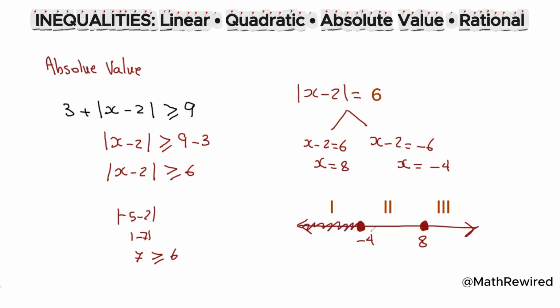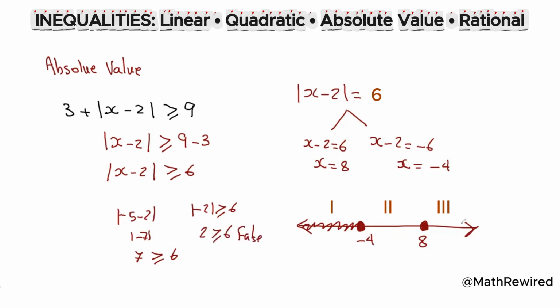Now let's take a number in here. The best number between -4 and 8 to test is 0 because that's easy. Then you just put in the 0 there. 0 minus 2 just gives you -2. Is the absolute value greater than or equal to 6? The absolute value of -2 is 2. Is it greater than or equal to 6? That's definitely false, so you don't shade. You only shade if it's true.